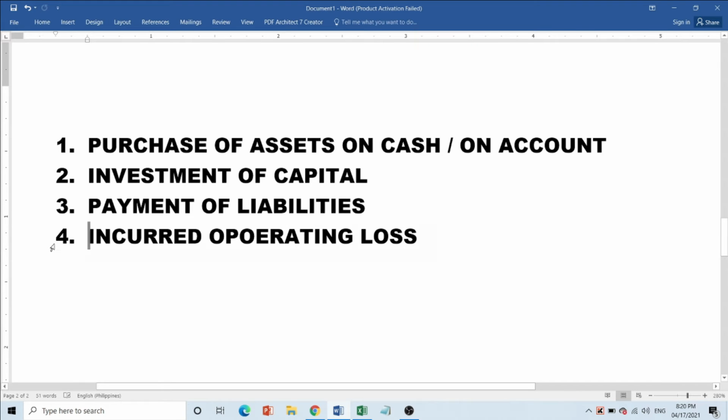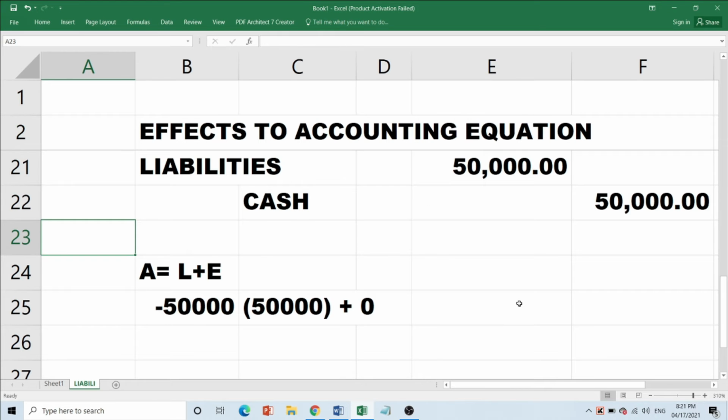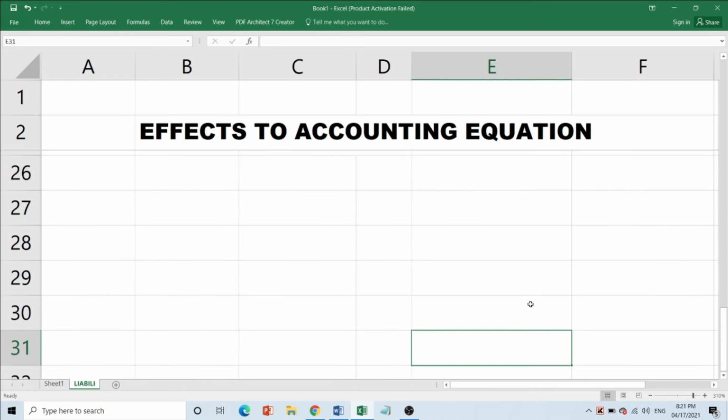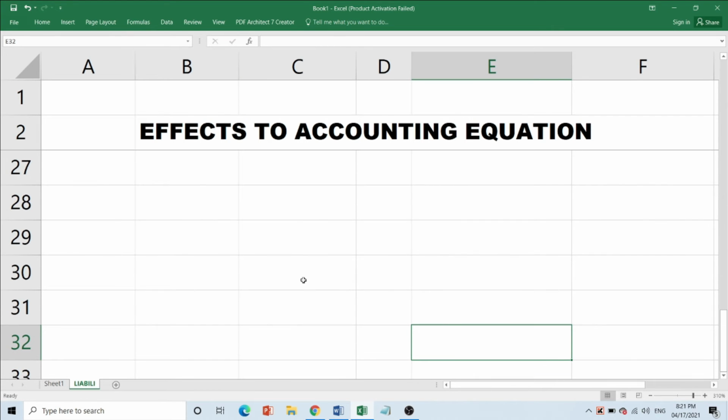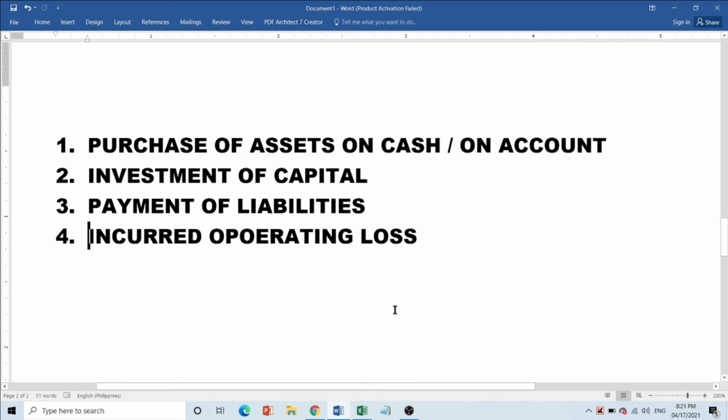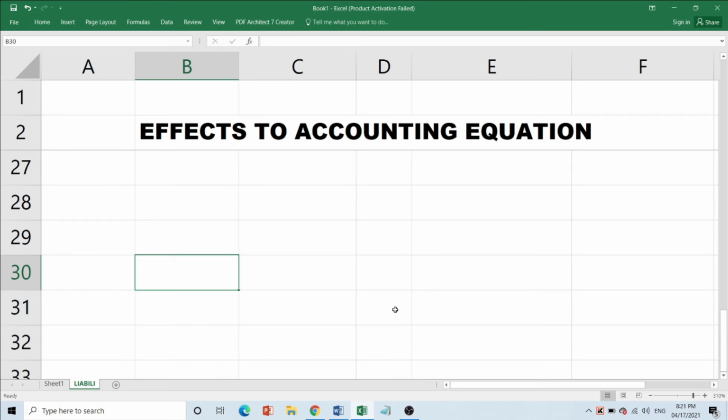Okay, last example of transaction. Incurred operating loss. Okay, operating loss is an expense. It's part of business. Ano naman ang mangyayari? So this is another special concept na i-share ko sa inyo. Okay. Meron tayong tinatawag na expanding accounting equation. So ano naman po yung tinatawag na expanding accounting equation?